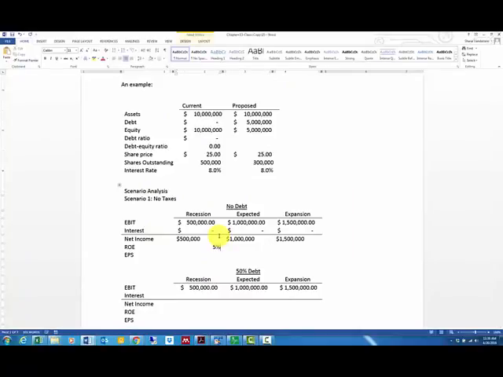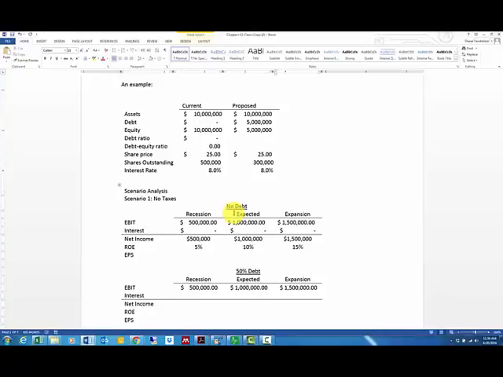In our second case, we have $1 million in earnings. So our return on equity would be $1 million divided by the $10 million in equity we have, or 10%. And then in our third case, we have a net income of $1.5 million, and our return on equity would be the $1.5 million divided by the $10 million, or 15%.